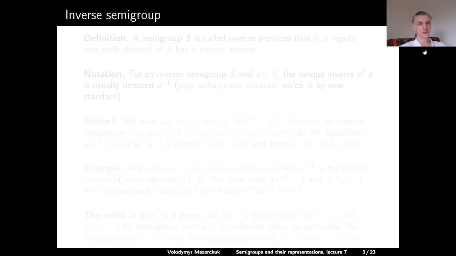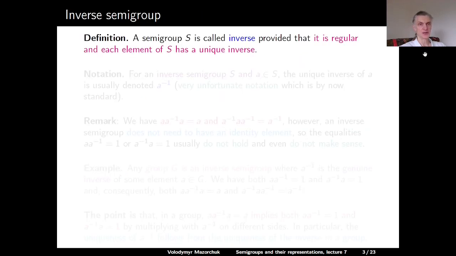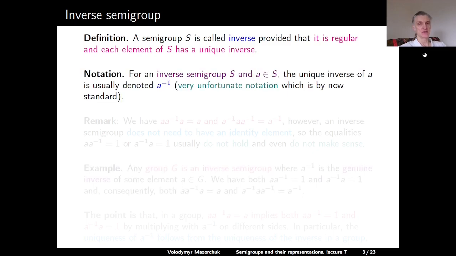Okay, let us move on to inverse semigroups. Definition: a semigroup S is called inverse, provided that it is regular and each element of S has a unique inverse. So since this inverse is unique, we can introduce a special notation for this inverse. For an inverse semigroup S and A in S, the unique inverse of A is usually denoted by A to the power -1. This is a very unfortunate notation, but this is a standard notation, so we will use it.